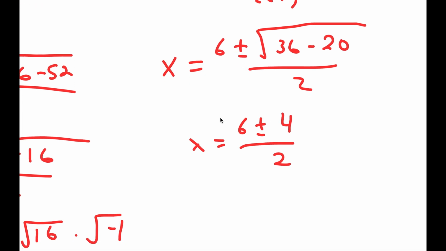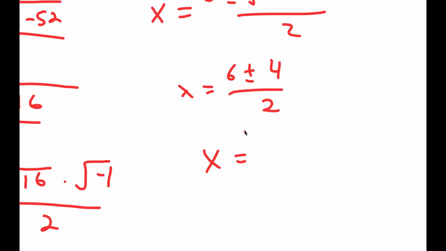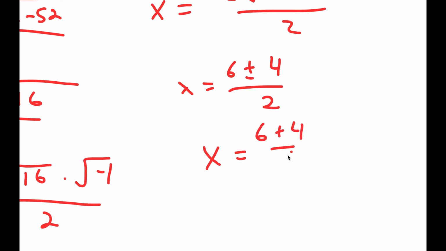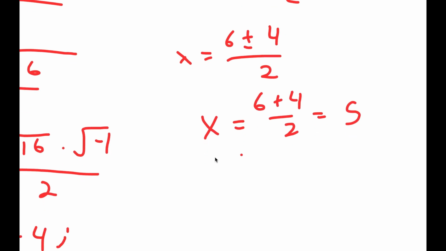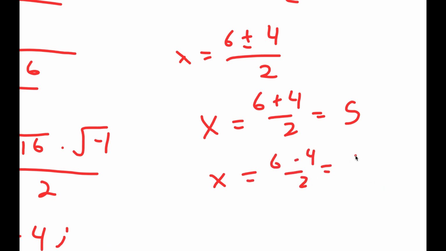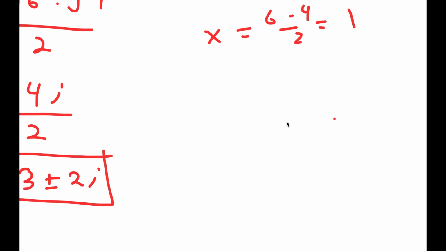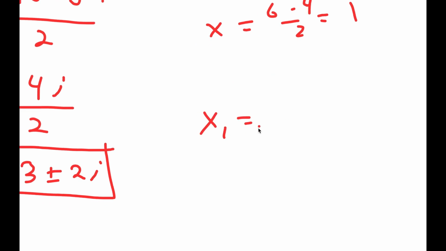This time we have a positive number, (6 ± 4) / 2, because 36 minus 20 is 16. The square root of 16 is 4. So now I have two solutions, (6 + 4) / 2, which is equal to 5, and also (6 - 4) / 2, which is equal to 1.